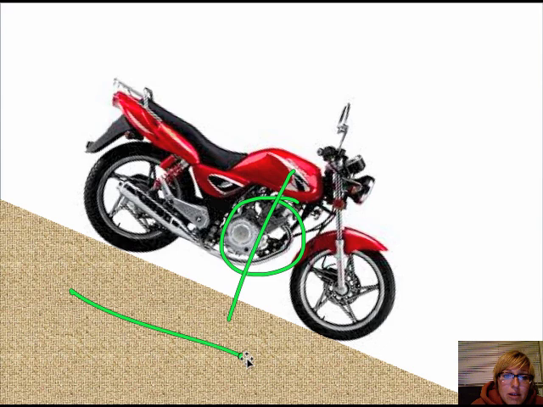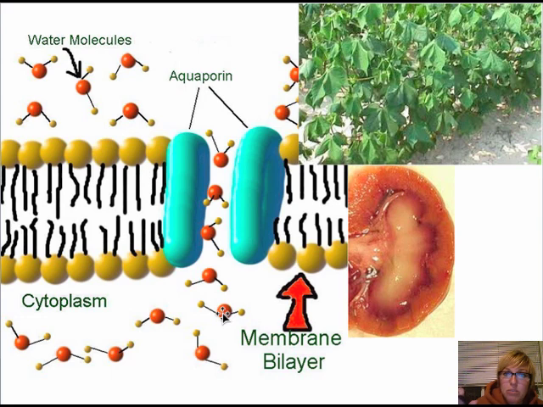However, once you go downhill, you know about mass and inertia, that a motorcycle will actually end up going faster downhill because it has more mass. So it's a lot like diffusion. We're still going in the direction we want to go with the concentration gradient. However, we're able to go much faster. Okay? So let's talk about some examples of these channel proteins.